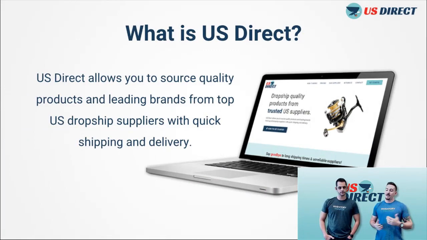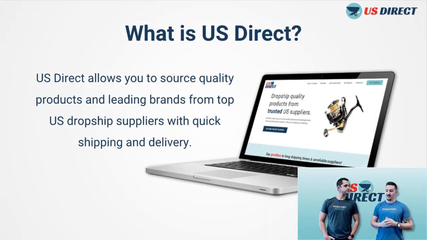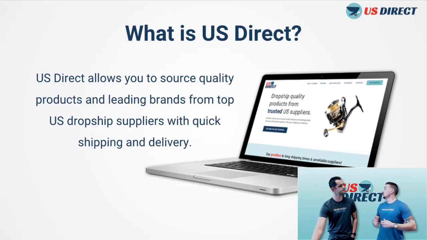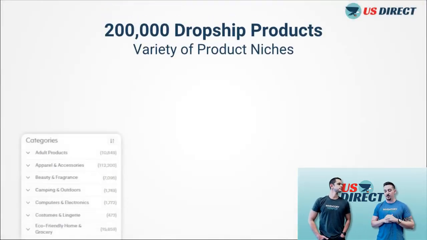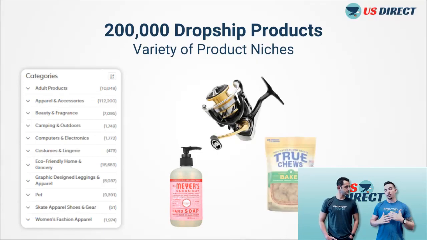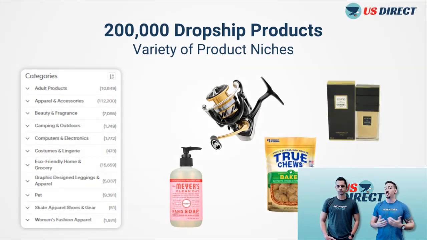So US Direct allows you to source quality products and top brands from top US dropship suppliers, and really to make quick shipping and delivery to your end customer, as well as getting quick access to products to source from. US Direct is huge to finally get into the realm of utilizing products that are being sourced from the US and not from China and all over the world, with crazy shipping times. Sure. But really, going off of that, it's a big deal in the sense that we want to not just provide US shipping and great shipping times, but we want to really provide this large catalog, right?